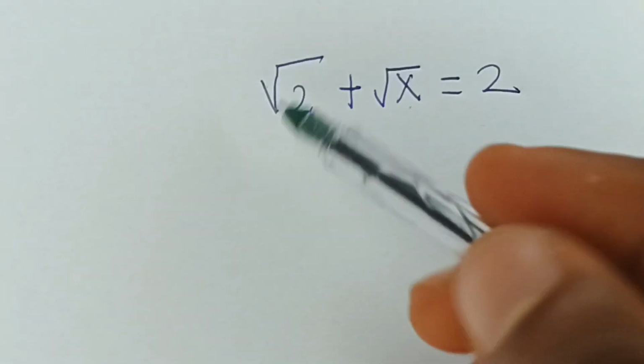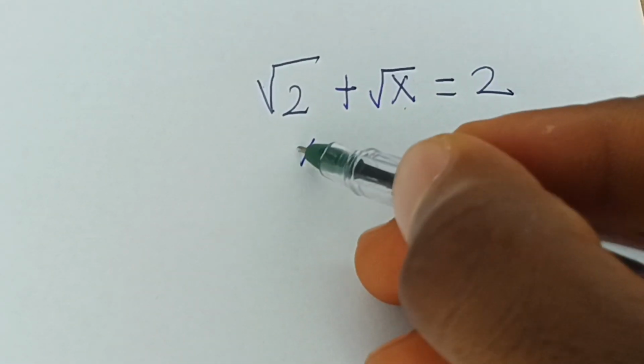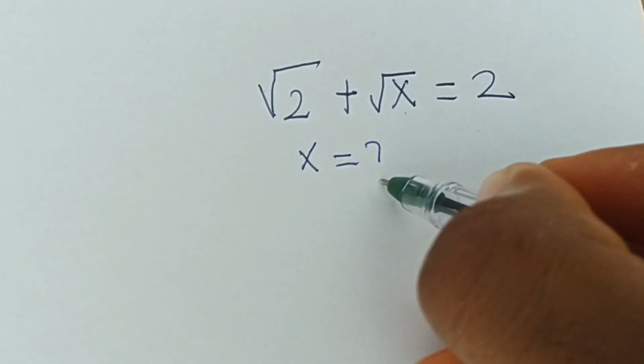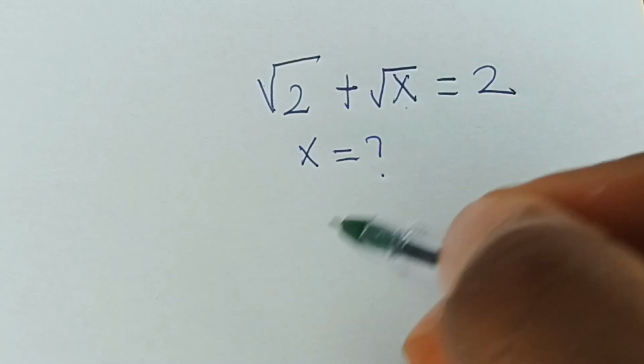Let's solve this together. It says root of 2 plus root of x is equal to 2. You're going to solve for the value or values of x in this equation, okay? Now the first thing you can do here is to say that let's make root of x subject of the formula.